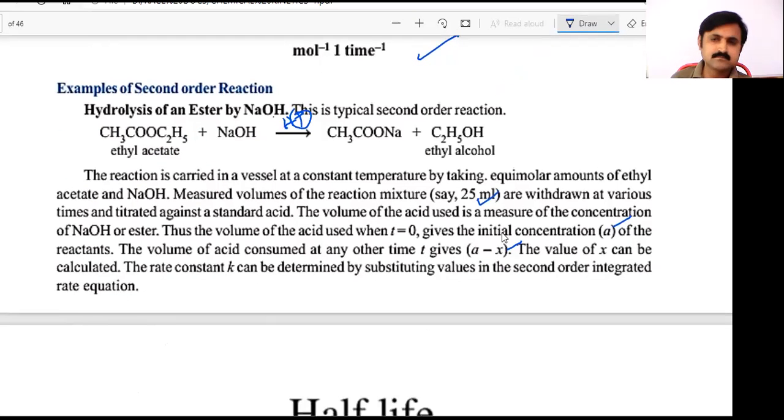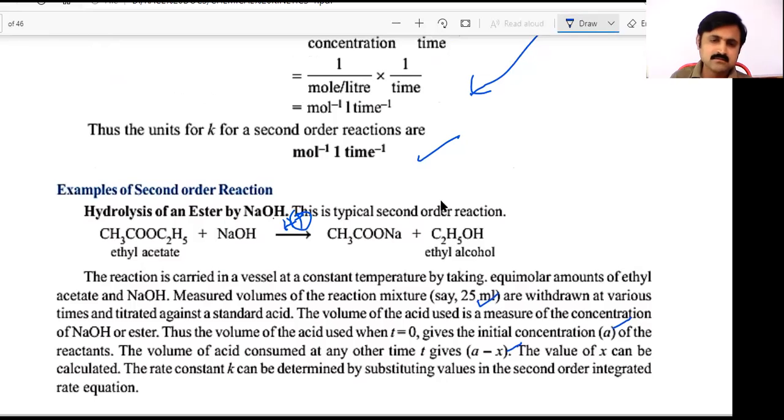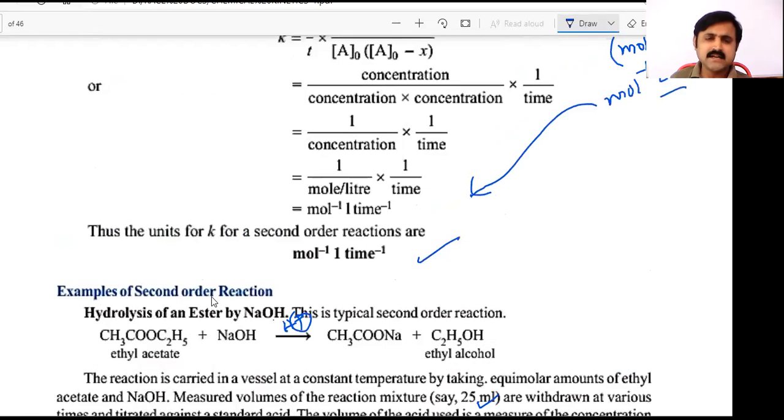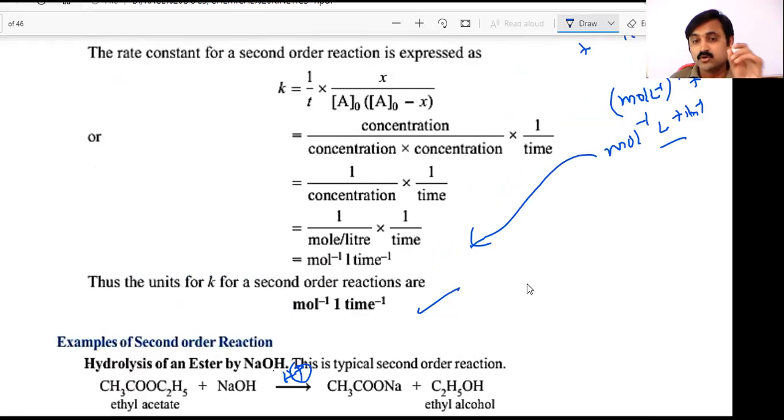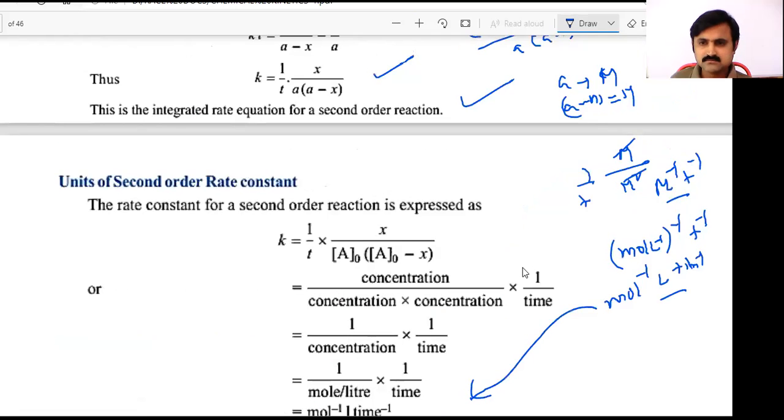You will get the entire information about the rate constant. So experimentally it is proved that a second order reaction is nothing but ethyl acetate hydrolysis. Ethyl acetate hydrolysis without sodium hydroxide is a first order reaction. Ethyl acetate hydrolysis in the presence of sodium hydroxide is nothing but a second order reaction.